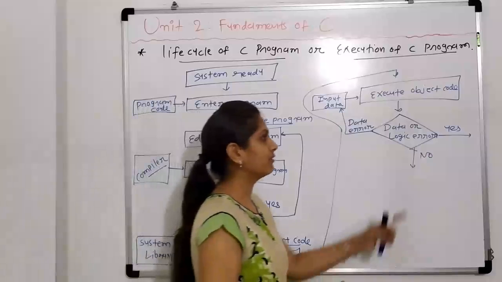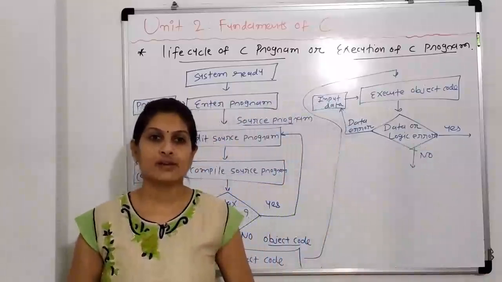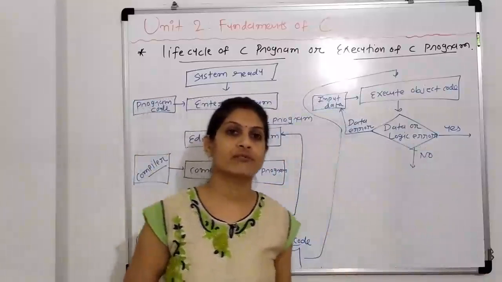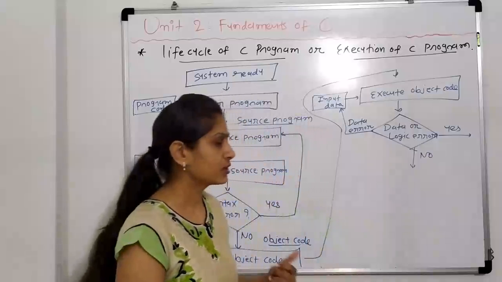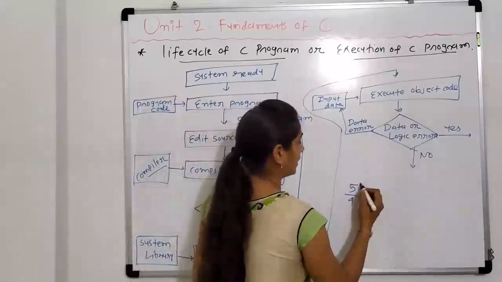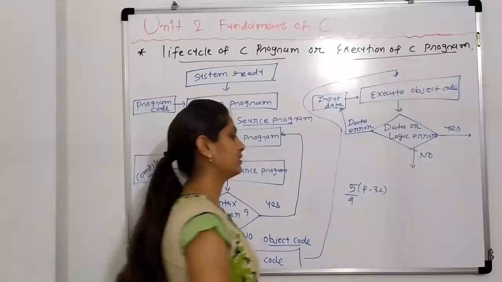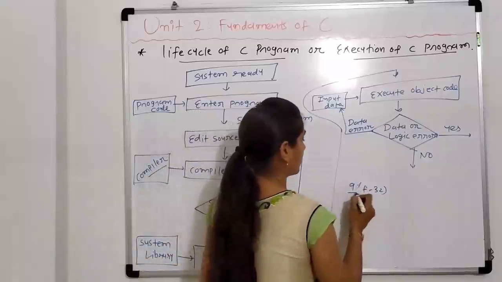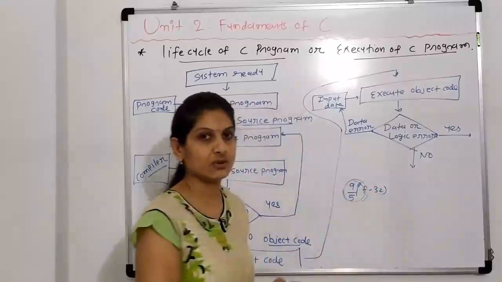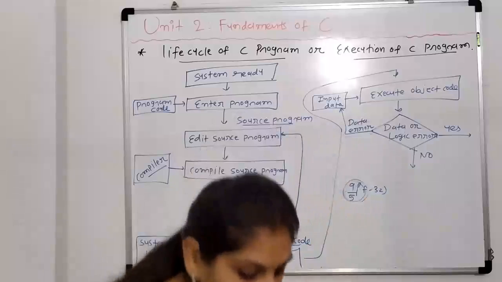But suppose there is a logic error. For example, our formula is wrong. Suppose you have been given to find the factorial of a given number, or to convert temperature from Fahrenheit to Celsius. To convert Fahrenheit to Celsius, the formula is what? 5 by 9 (F minus 32). And you are not remembering that formula and you are writing 9 by 5. So our formula is wrong, that is our logic is wrong. That is called a logic error.